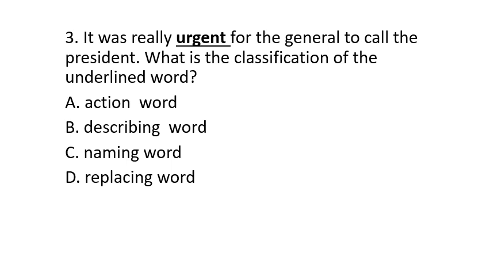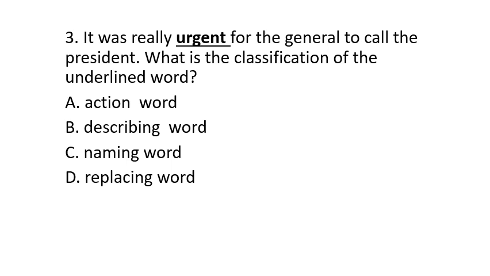Here's why. Describing words are called adjectives. They modify nouns, people, places, things, by providing more information about them. So in the sentence, urgent describes the need for the general to call the president. It tells us about the importance and urgency of the situation.